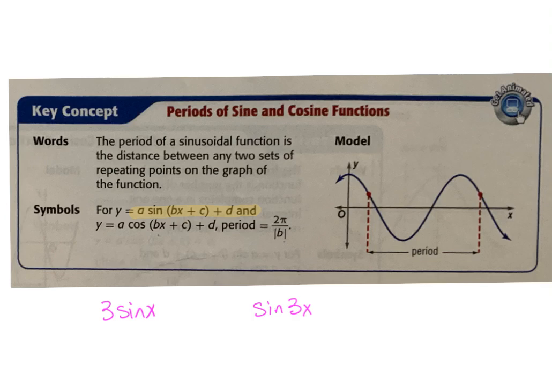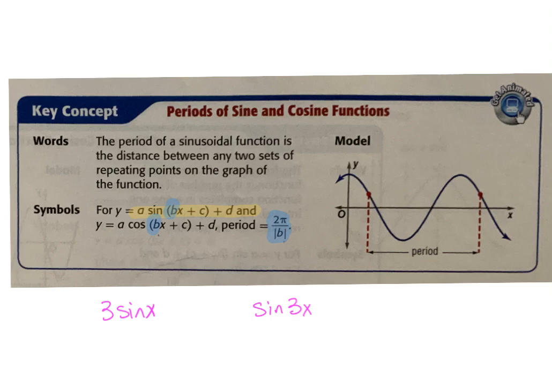So the way that you find this is you take that number that is in front of your x, and you divide 2 pi by that number. So your period is always going to be 2 pi divided by the absolute value of b. Obviously, your period's not going to be a negative number because it's not going to take a negative amount of time for it to cycle. That doesn't make sense, all right? So 2 pi divided by the absolute value of b.